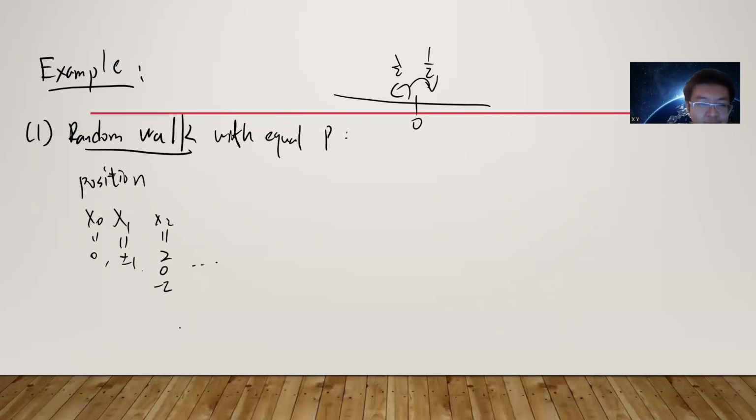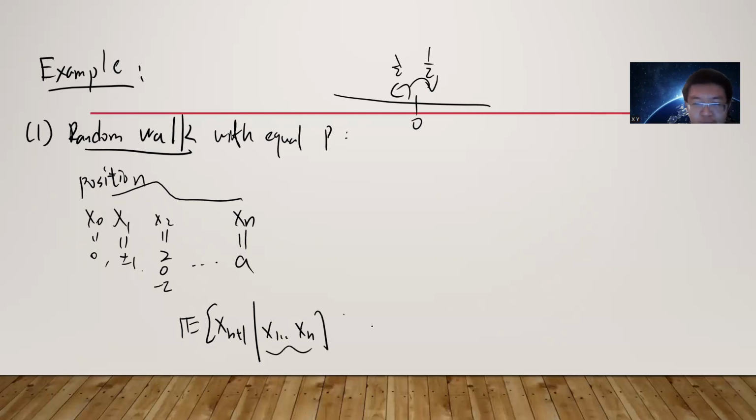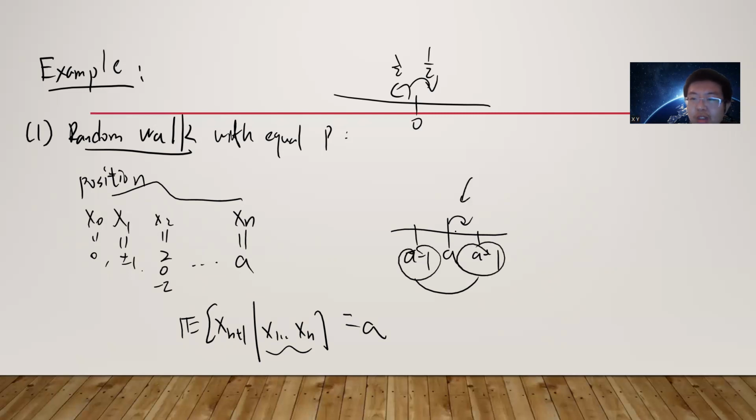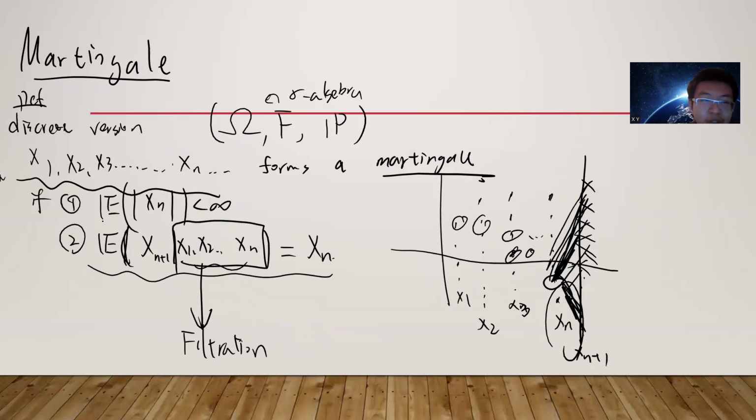Keep going. But obviously if you know xn, let's say xn is something called a, then the expectation value of xn plus 1, given you know all of this, is basically a, right? Because you start from a, and then you go with probability half to a plus 1 and a minus 1. So if you calculate the expectation value of a minus 1 and a plus 1, it's basically a. Okay, so this is a fairly simple definition. Usually if you want to prove that a discrete variable is a Martingale, you can just directly apply this second condition, right? So this one can be calculated.